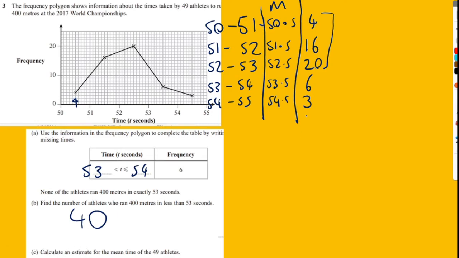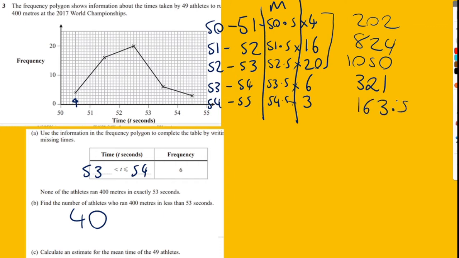Calculate the estimated mean. For the mean, the first thing we've got to do is multiply your midpoint and your frequencies. So 50.5 times 4, which is 202. 51.5 times 16, which is 824. 52.5 times 20, which is 1050. 53.5 times 6, which is 321. And 54.5 times 3, which is 163.5. I'm just going to add them up.